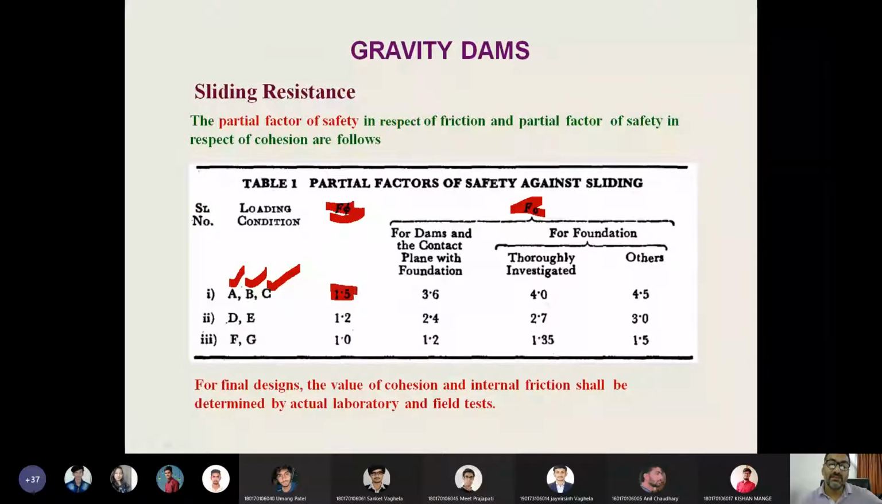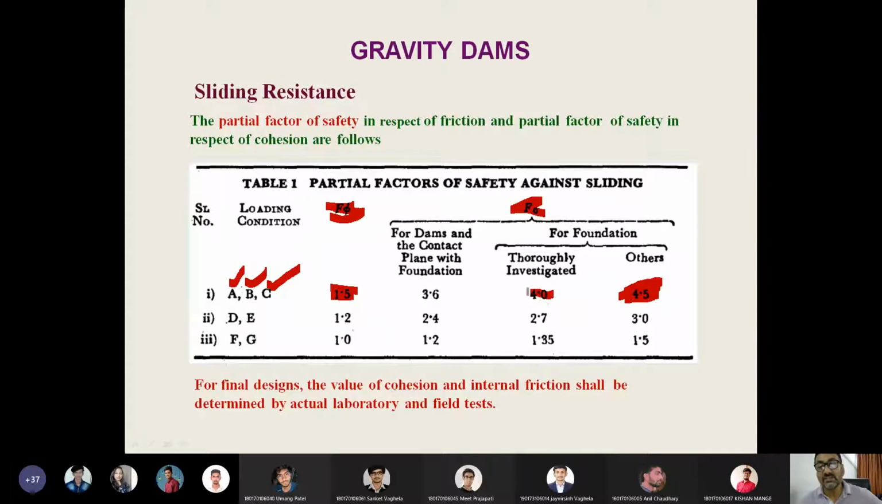That is when we are considering mu, internal friction, and for this 5C for cohesion, for dams and the contact plane with foundation, 3.6. For foundation thoroughly investigated, and for others 4.5. If investigation means you have not done boring and you have not taken the geological logs into consideration, you haven't gone through the reports of the geological part of that area, then consider this FC as 4.5.